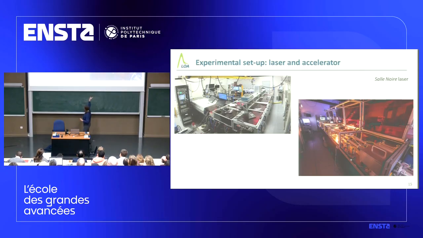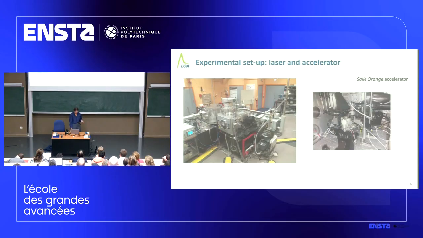Here on the right, you see a picture of the hollow fiber, and the orangish light that you see is the light of the laser after propagation through the fiber, so once the spectrum is already really broad. Now here is the experimental setup.